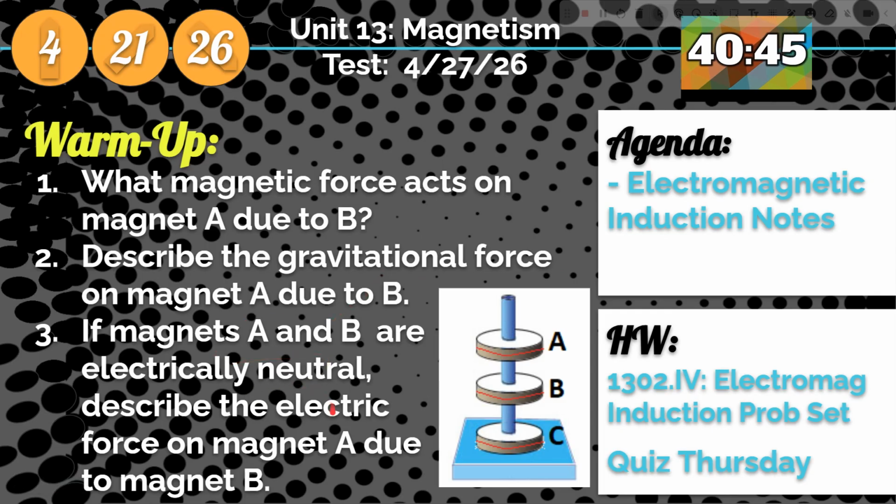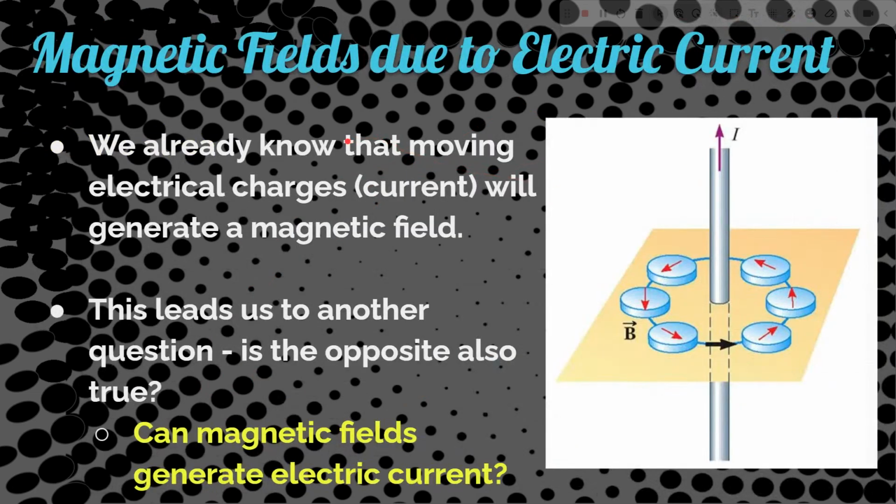And then the last one asks about the electric force, but it says that they're both neutral. So if they're both neutral, you don't have an electric force. You need to have a charge imbalance, like a positive attracts a negative, or two negatives repel. So again, you can jot down whatever you need to from this, but we're going to get into notes today on electromagnetic induction. I need everybody to quiet down.